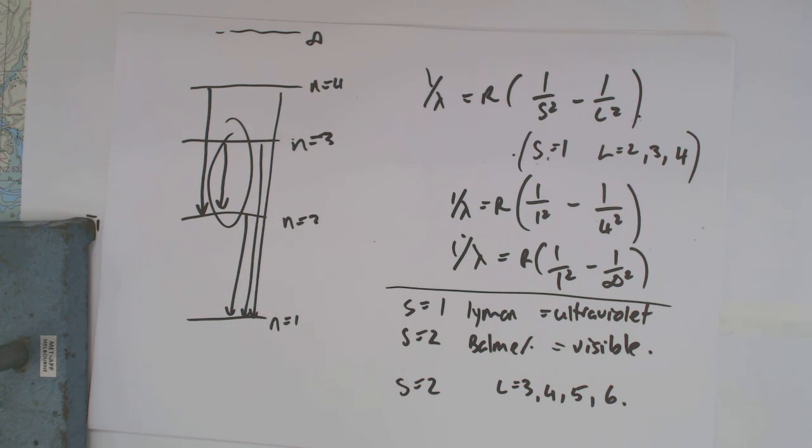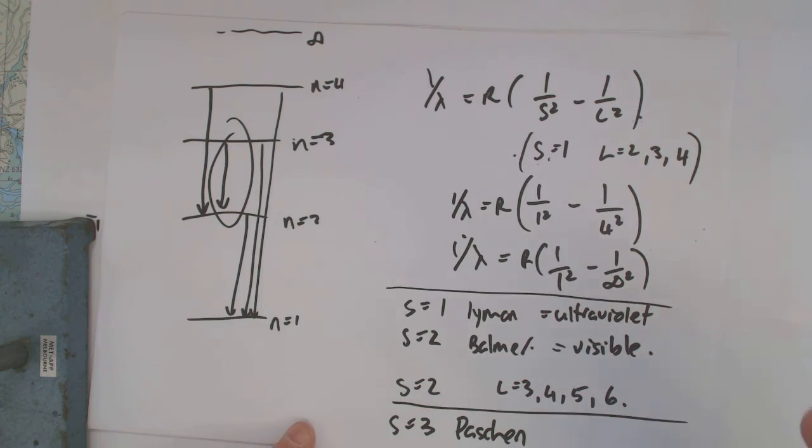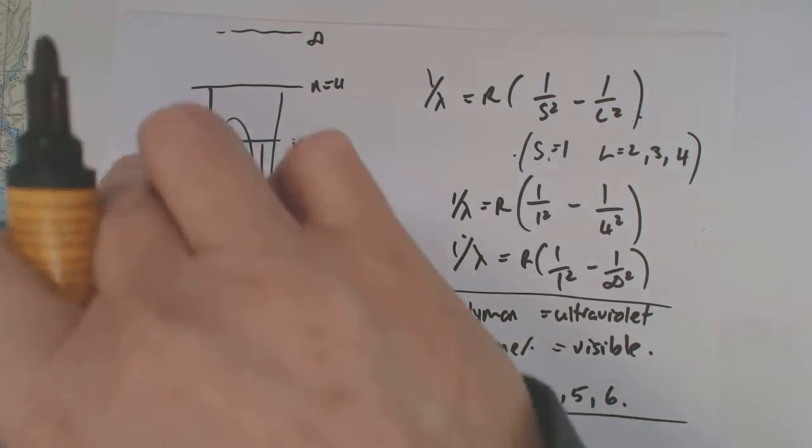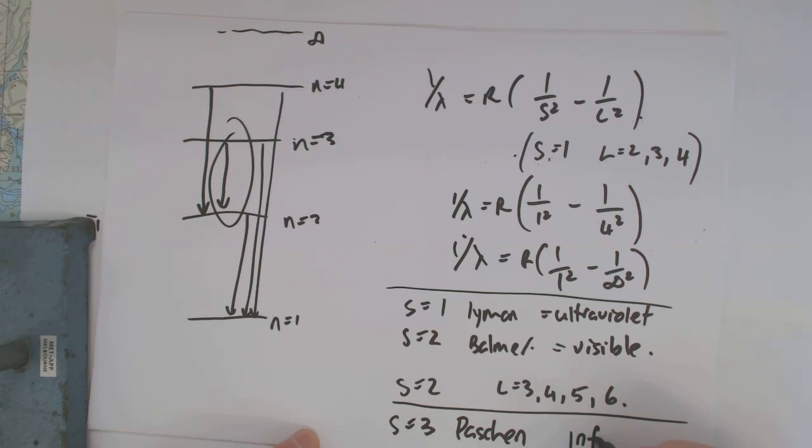Cool. It's very cool, this stuff. I really like it. We've got another series that we talk about. Obviously, they've all got names. S equals 3 is called the Paschen series. And what do you think that's going to be? Well, we went from ultraviolet, visible, down to 3 gives you infrared. And series 4 is called the Brackett series. Alright, that's enough on that.